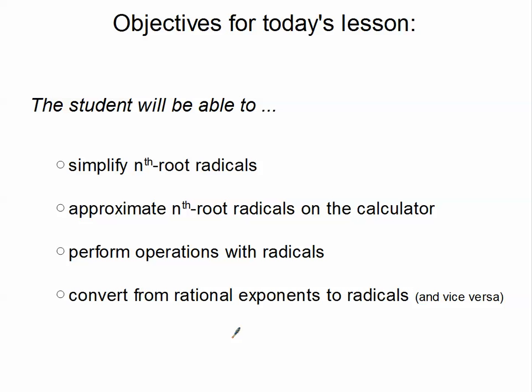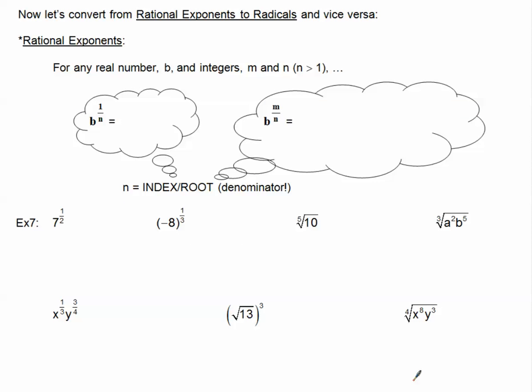In our final tutorial, we will convert from rational exponents to radicals and vice versa. So let's flip over to the last part of our notes, and now we're talking about rational exponents. Rational is just another word for fraction. So now we're talking about when we see exponents that are fractions. What are we supposed to do with those?